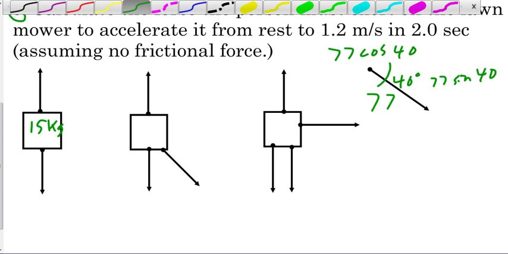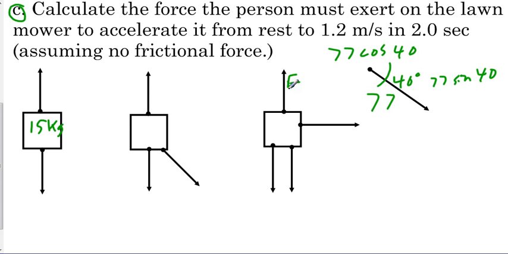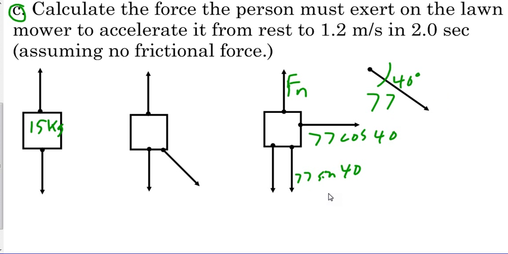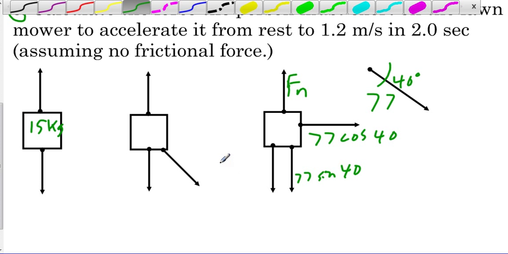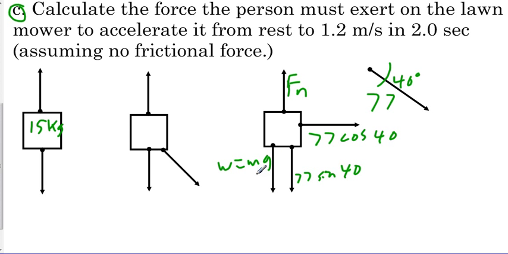So let me go ahead and label these for you. This will be our normal force, and this is the force of the surface pressing back up. This will be the 77 cosine 40, and that is from the applied vector. This one down here will be 77 sine 40, and then we'll also have the weight, which is the mass times gravity, which will be for us 15 times 9.8, which is equal to 150 newtons. And there we go.